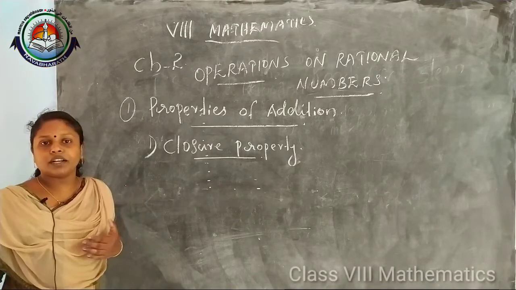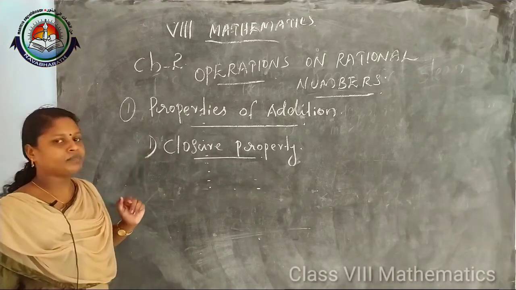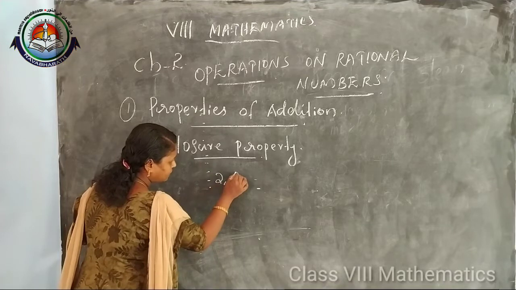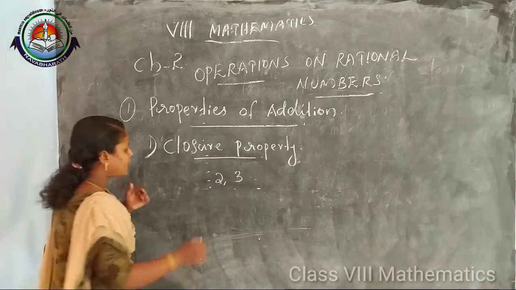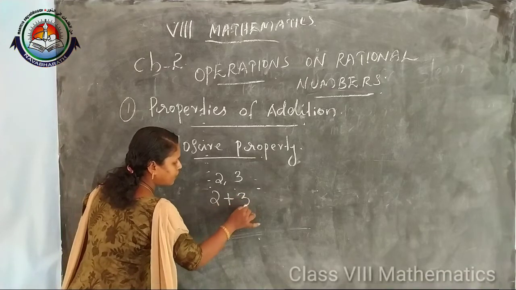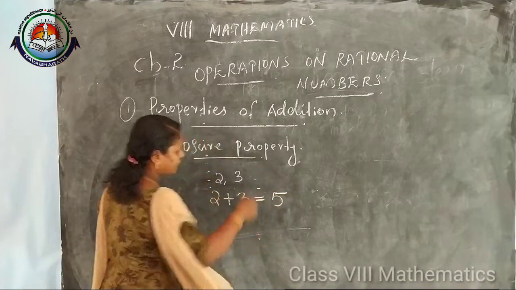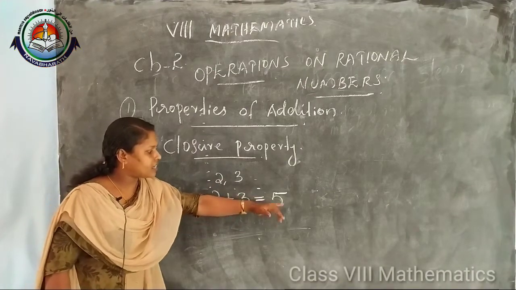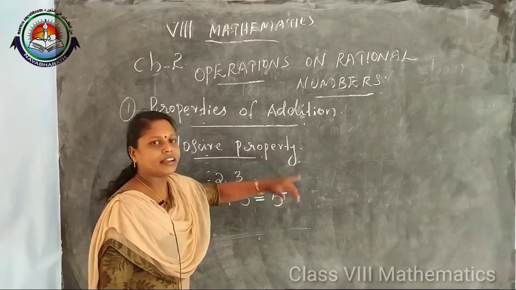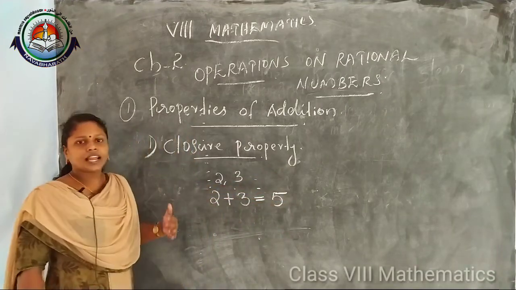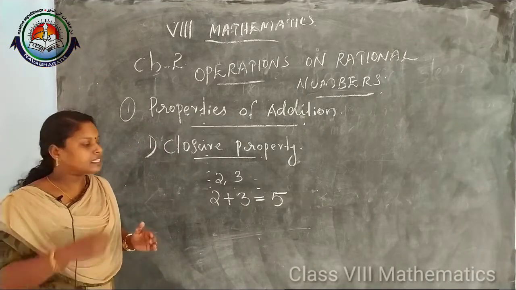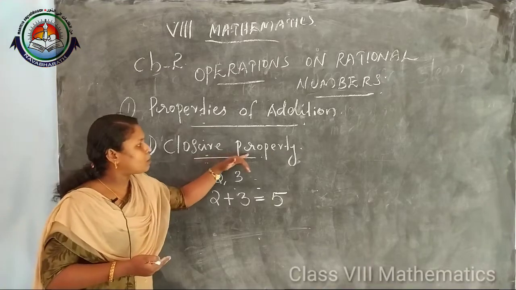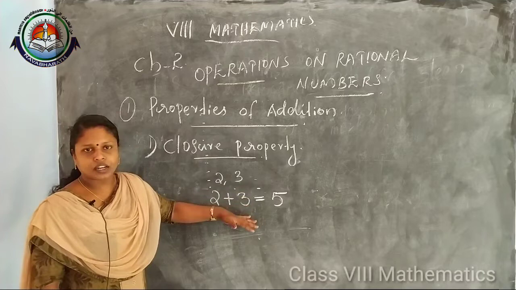What is the closure property of natural numbers under addition? Suppose we take two natural numbers, 2 and 3. When we add them, 2 plus 3 is 5. Here 2 is a natural number, 3 is another natural number, and the sum 5 is also a natural number. So when we add two natural numbers, the sum is also a natural number. So we can say the closure property is applicable for natural numbers.